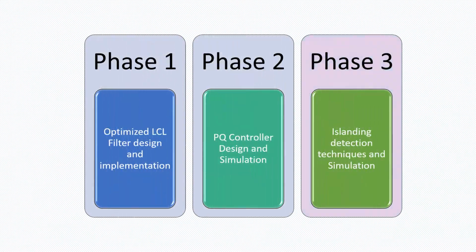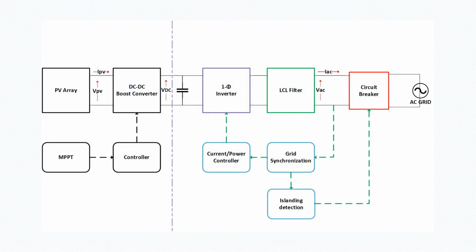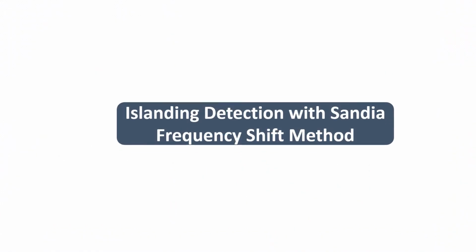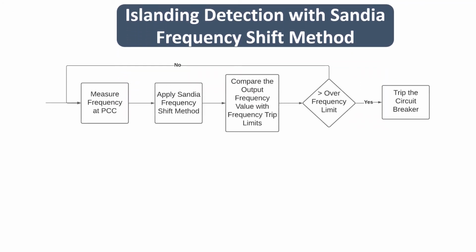Finally, let's look at phase 3 of the project, which is on islanding detection techniques and simulation. An unintentional islanding situation is a situation where the inverter operates continuously while the grid is disconnected. This poses a major security threat to the grid repair and maintenance personnel. Therefore, such a situation should be detected immediately. Islanding detection is carried out as presented here.